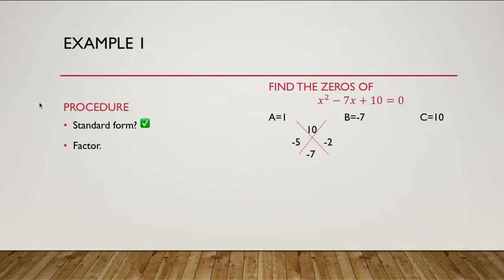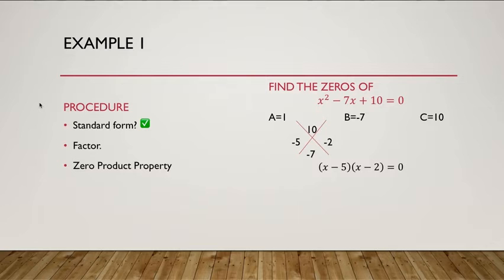-5 and -2. And I know that when I have an a of 1, I can just write out the factors as x minus 5 times x minus 2. And if I'm keeping true to the equation I started with, this would be x minus 5 times x minus 2 equals 0.